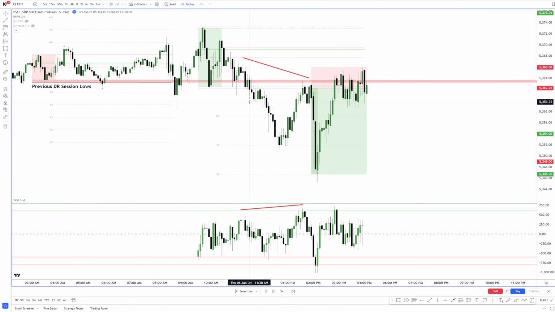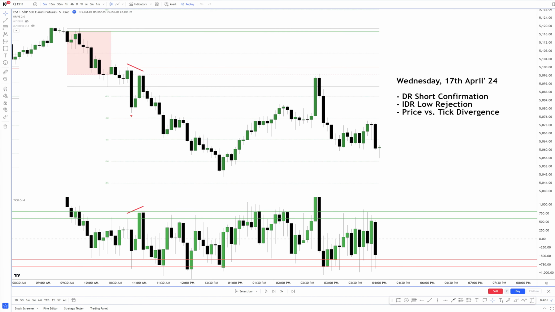Here's an example. We have our DR short confirmation and price retraces back to the DR and IDR lows, which also align with the previous session lows. While price is making a lower high, we get a higher high in the tick, reaching the upper extreme levels. Price drops, and while it reaches the next standard deviation level of 1.5, it also reaches the lower extremes of the tick. Here are some other examples.